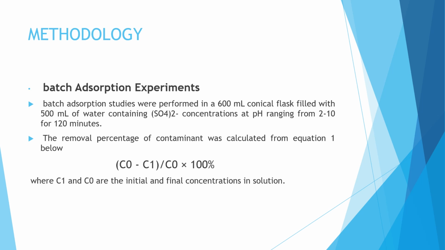Moving forward, we have the methodology. The first method to be implemented is the batch adsorption experiment. This experiment will be performed in a 600 ml conical flask filled with 500 ml of water containing sulfate ions at concentrations at pH ranging from 2 units to 10 units for 120 minutes. The removal percentage of contamination was calculated using the equation below, which is (C0 minus C1) divided by C0, multiplied by 100%, where C0 and C1 are the initial and final concentrations in the solution.